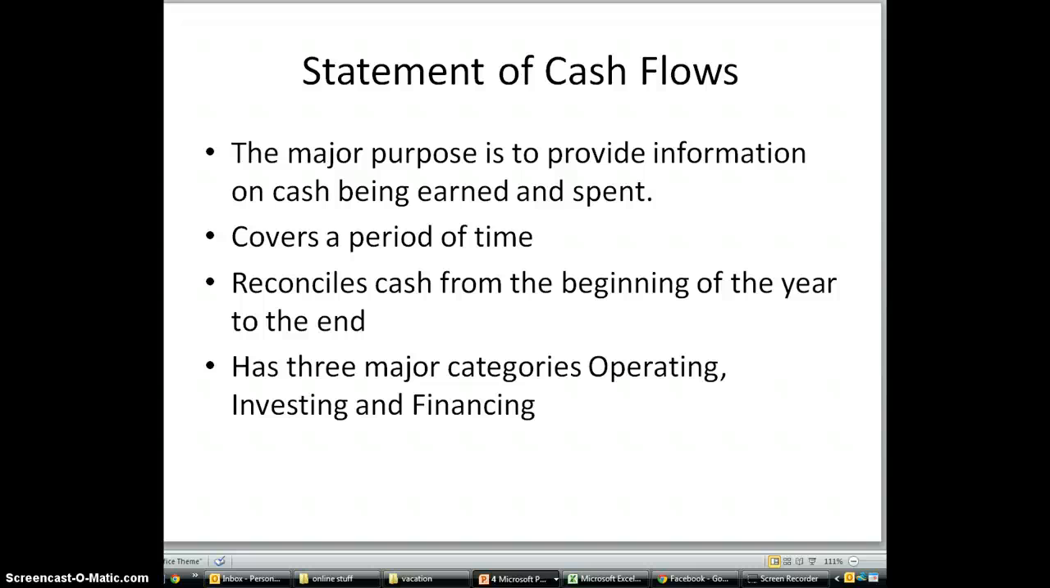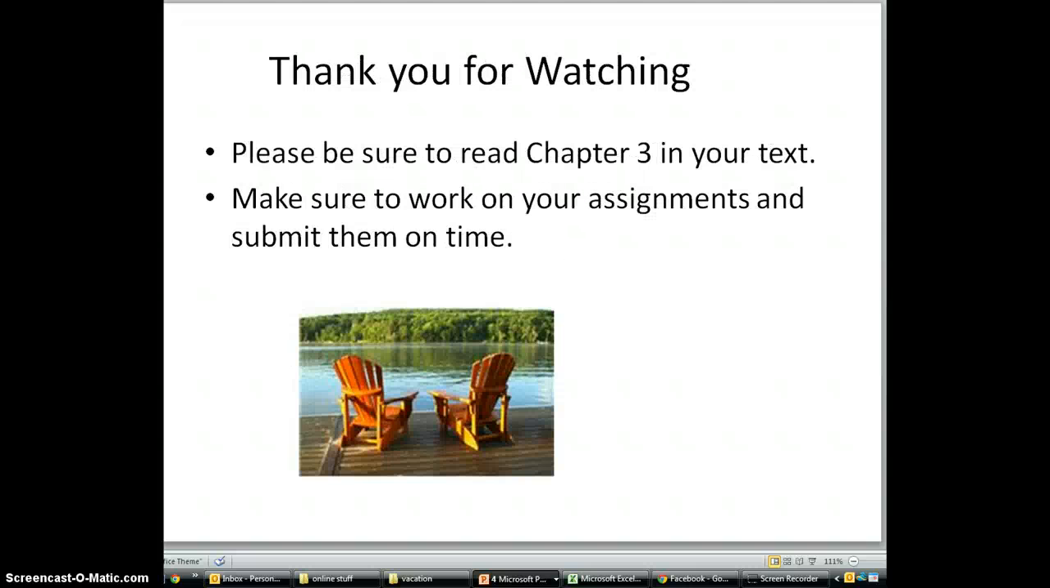Operating is generally anything that happens with the core business. So if you're selling spaghetti, if you're purchasing beer, if you're paying your employees, anything in the normal operations of the business goes in operating. Investing generally has to do with buying equipment, and financing deals with loans and the owner's equity if the owner were to put in money.